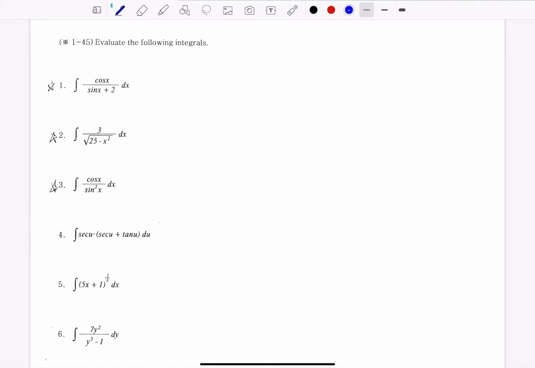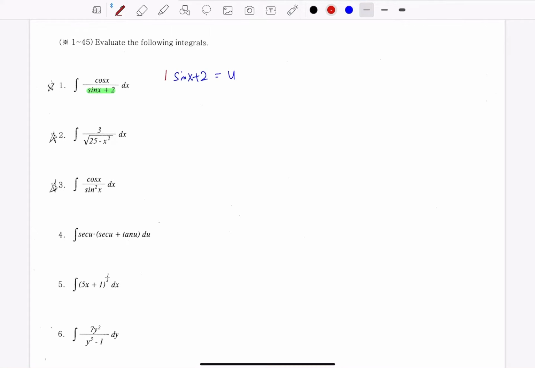All right, let's try to find antiderivatives for some example questions. Number one, integral cosine x over sine x plus 2 dx. Let's use u substitution. Substitute u for sine x plus 2. And then you find the derivative on both sides.